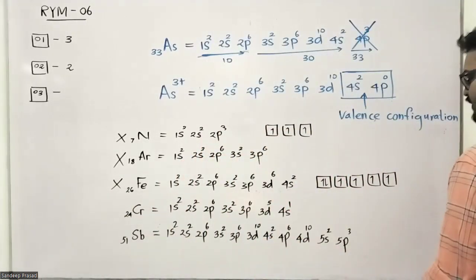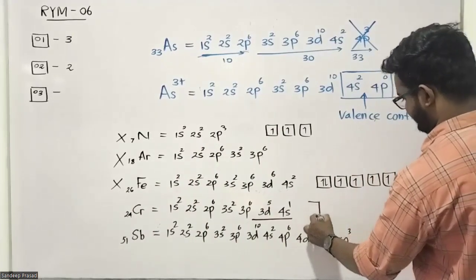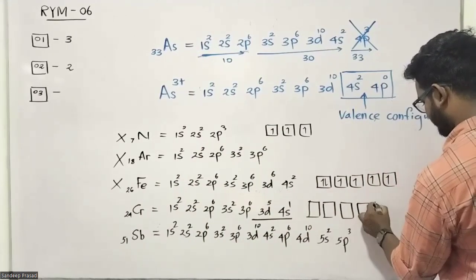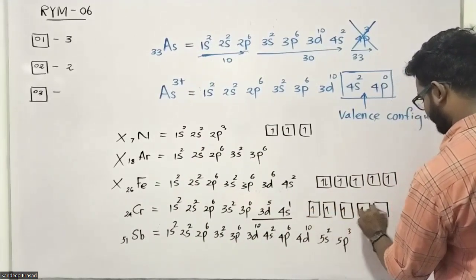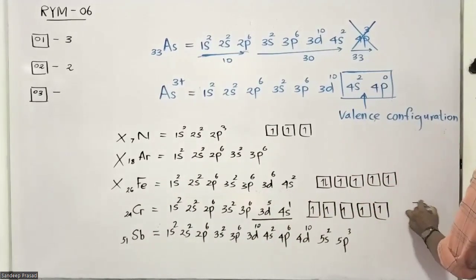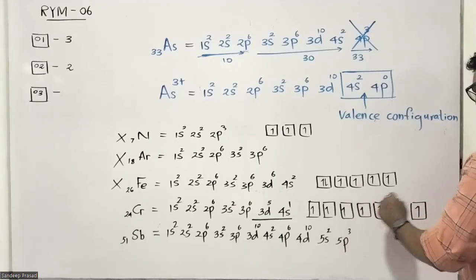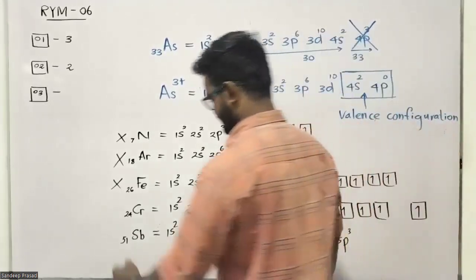What about chromium? Students, you can see that 3d5 4s1. Yes, this is the answer. Because in the 3d5, we know that according to Hund's rule, first of all, electrons are filling with parallel spin 1, 2, 3, 4, 5. This is 4s1. So the s orbital is also containing 1 electron. And here you can see that there are 6 atomic orbitals with 6 unpaired electrons. So therefore, this is the answer.